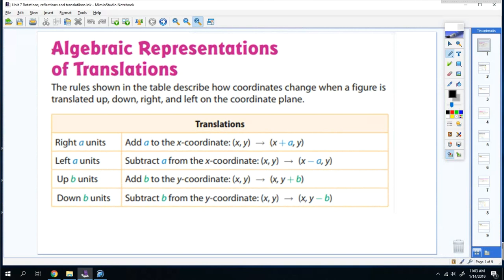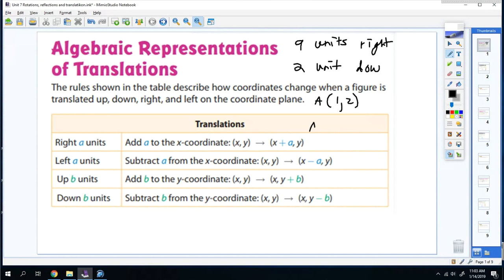All right, so today we're going to be doing algebraic representations of translations. The rules shown in the table describe how coordinates change when a figure is translated up, down, right, and left on the coordinate plane. So let's say I did 9 units right and 2 units down. And I had a coordinate point of A, 1, 2.